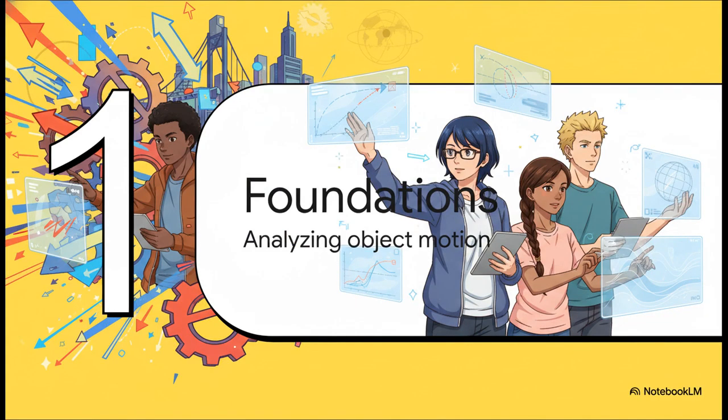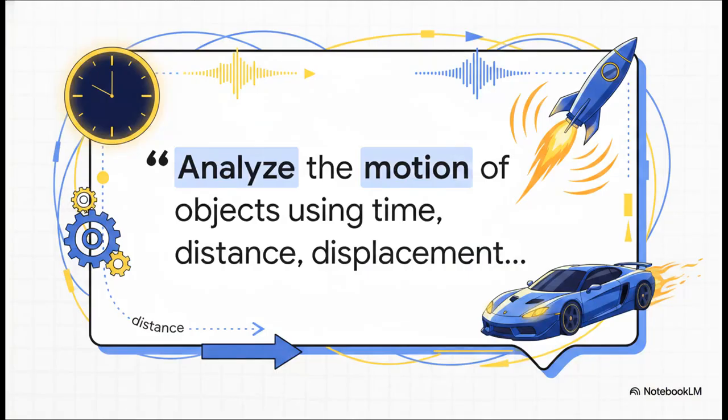Section 1. Foundations of kinematics. Setting the stage for motion. The core standard we're examining today dictates exactly what we need to focus on. It states we must analyze the motion of objects using time, distance, displacement, speed, velocity, and acceleration. That quote right there is our North Star for this entire explainer. These aren't just random vocabulary words. This is the specific, mandated set of criteria required to fully comprehend physical motion. If you want to analyze an object's journey, you literally cannot do it without addressing these specific concepts.